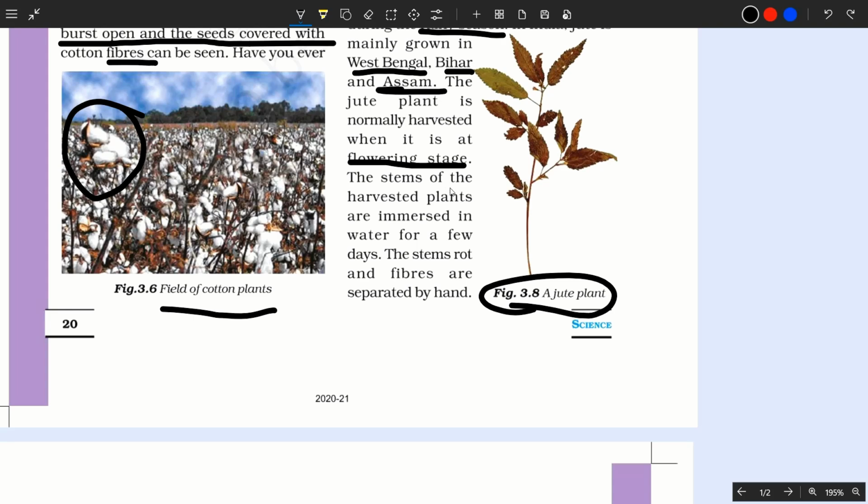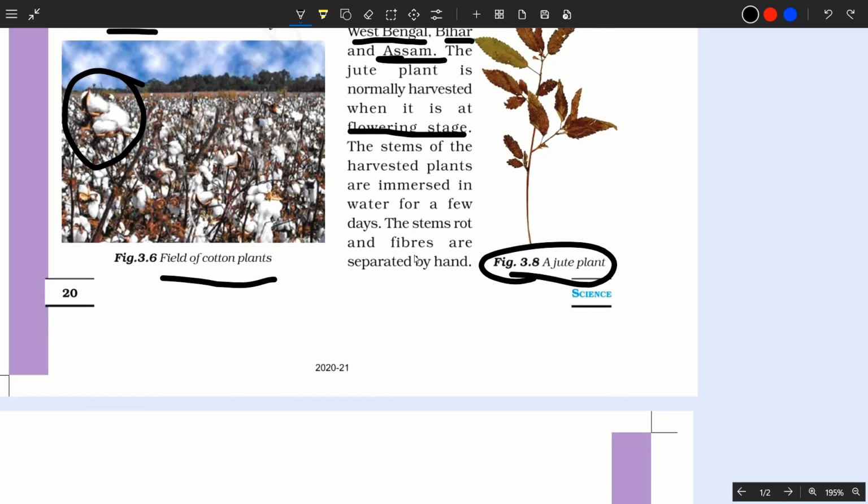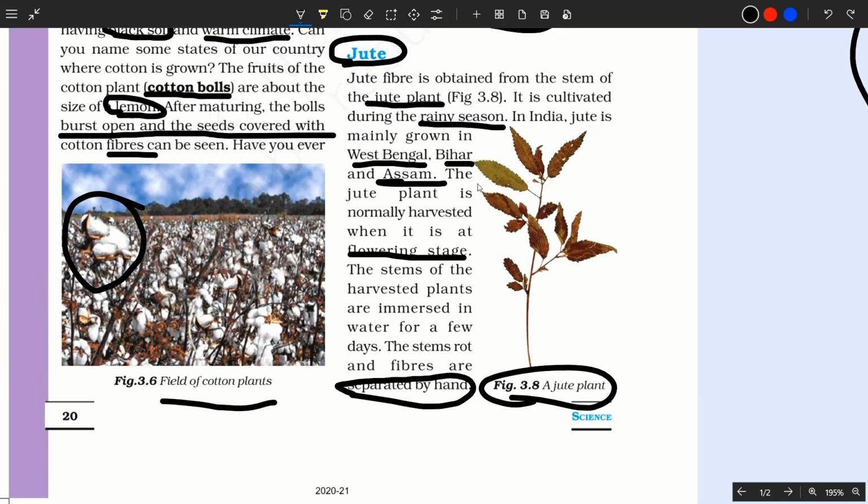The stems of these harvested plants are immersed in water for a few days. The stems, roots and fibers are separated by hand. Here they are using their hands to separate the stem and fibers. How is cotton done? Cotton is also done in the same way, by hand only.